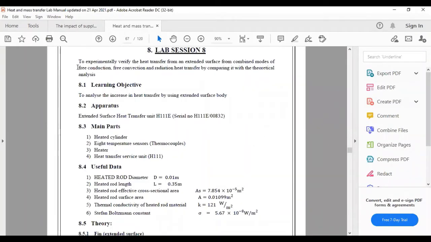So lab session 8 is to experimentally verify the heat transfer from the extended surface from combined modes of free convection, conduction and radiation heat transfer by comparing it with the theoretical analysis. So it is about the extended surface. As we know, fins are used to increase the heat transfer rate. The experiment is based on the concept of fins, and its learning objective is to analyze the increase in heat transfer by using an extended surface body.